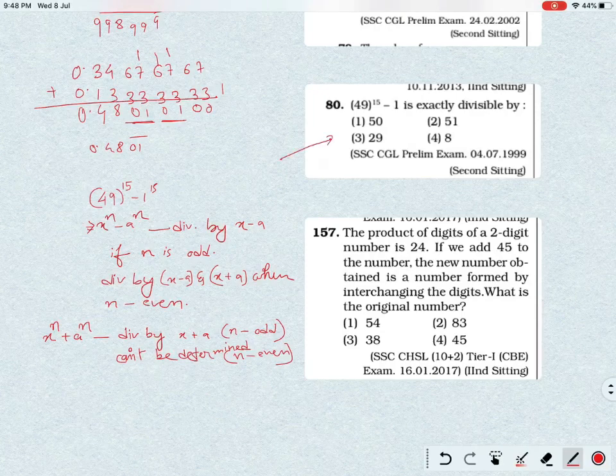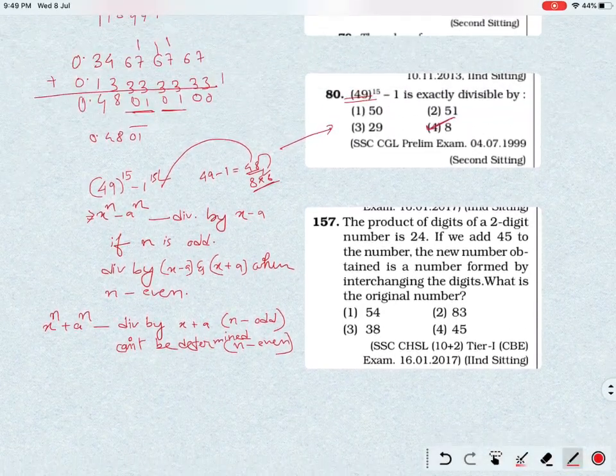So in this case, we will have 49 minus 1 is equal to 48. 48 is not in the options, but we have 8. 8 into 6 is 48. So 48 is a multiple of 8 and 48 is a multiple of this expression. Okay. Then coming to the next question.